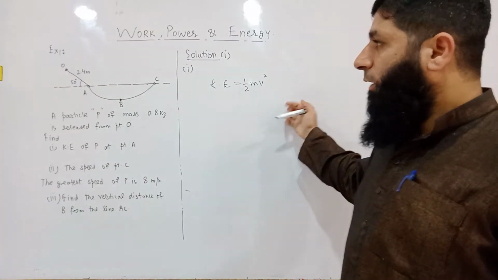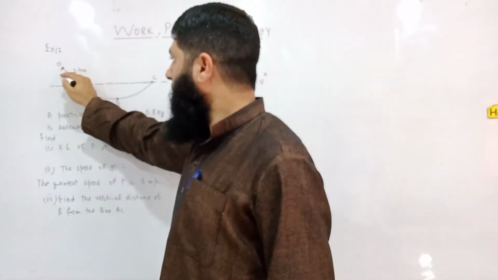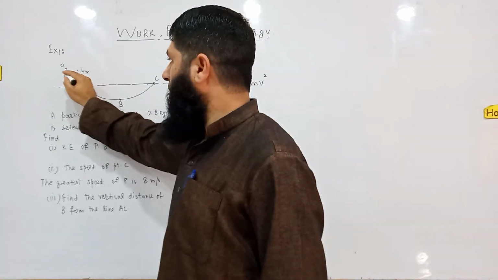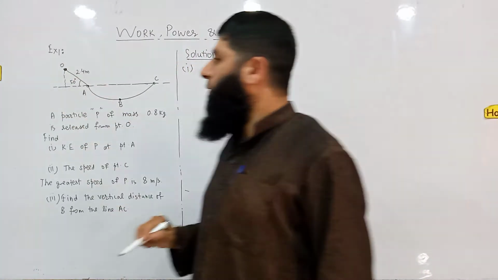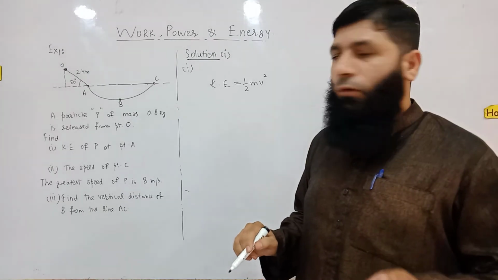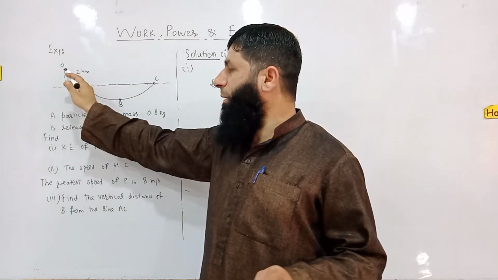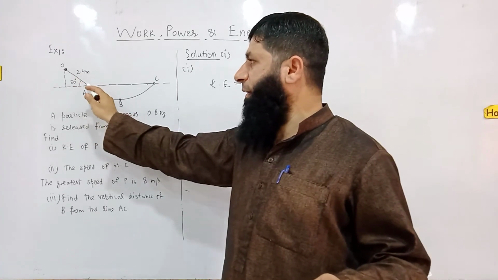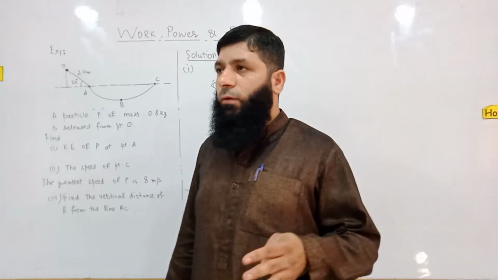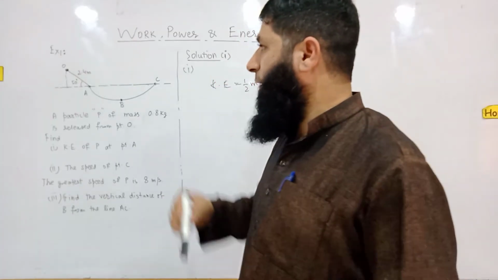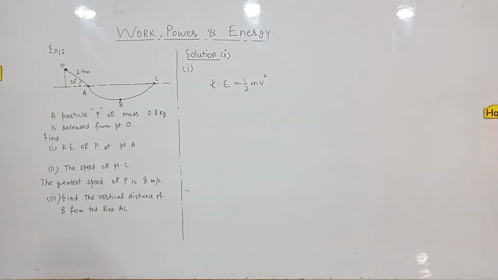What we are going to do is calculate the potential energy of this particle at point O. The potential energy of this particle at point O will be converting into the kinetic energy at point A. So when we calculate the potential energy at point O, we will be using the same value for the kinetic energy.